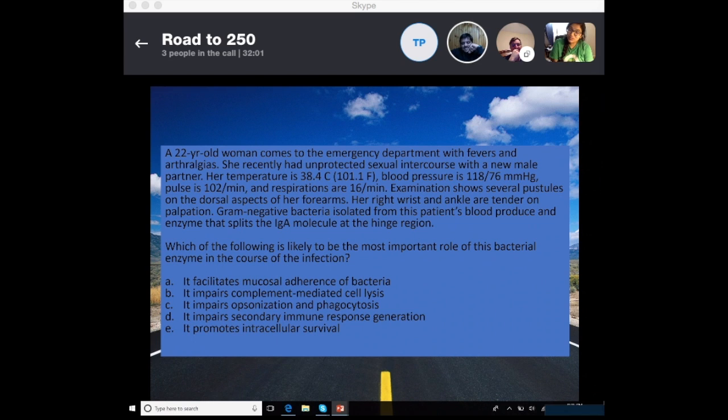And on that note, a 22-year-old woman comes to the emergency department with fevers and arthralgias. She recently had unprotected sexual intercourse with a new male partner. Her temperature is 101.1, blood pressure is 118 over 76, pulse is 102, and respirations are 16. Examination shows several pustules on the dorsal aspects of her forearms. Her right wrist and ankle are tender on palpation. Gram-negative bacteria isolated from this patient's blood produce an enzyme that splits the IgA molecule at the hinge region. Which of the following is likely to be the most important role of this bacterial enzyme in the course of the infection? Talking about Neisseria or gonorrheal arthralgia?